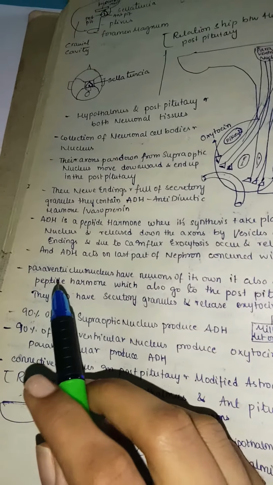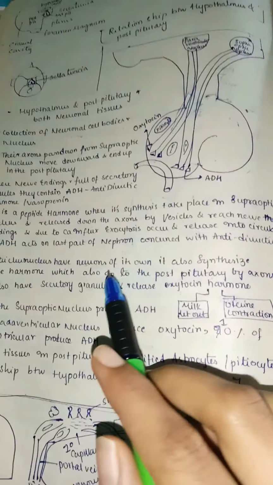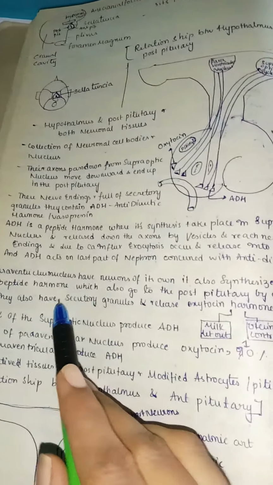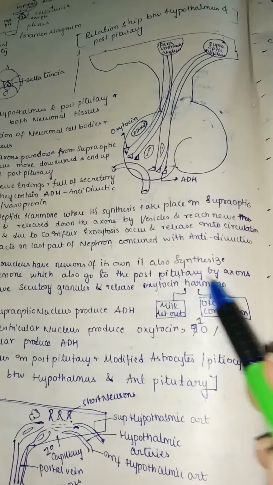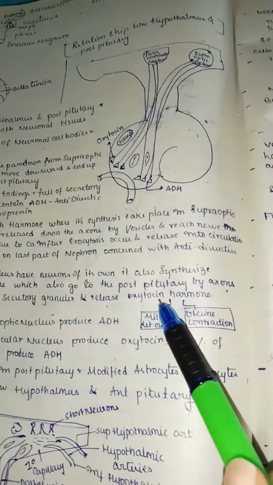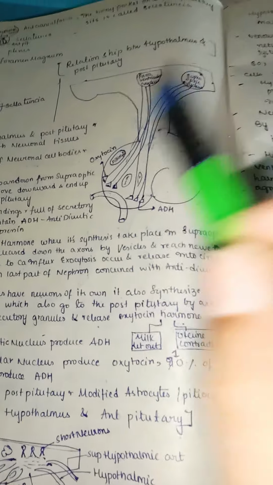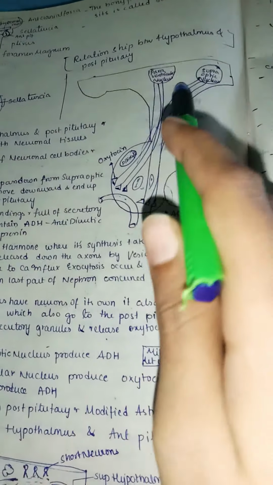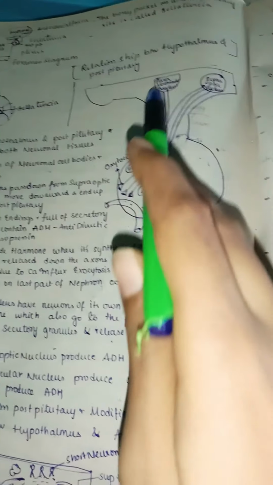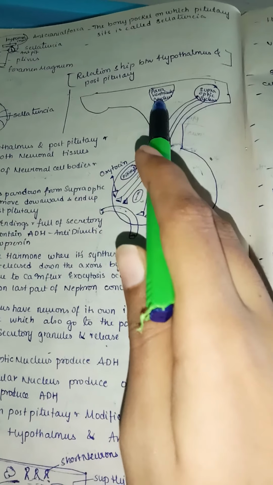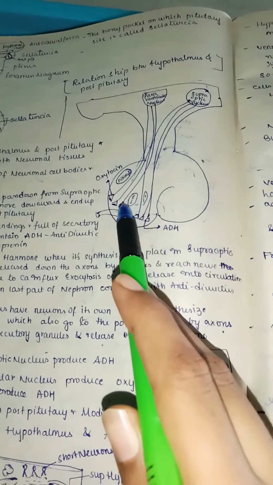So we also have another nucleus, the paraventricular nucleus, and it has neurons of its own. It also synthesizes a peptide hormone which also goes to the posterior pituitary mainly by axons. So they also have secretory granules and release mainly the oxytocin hormone. So remember, the posterior pituitary is a direct connection of the central nervous system. By means of nerves, axons only, from the two nuclei of the hypothalamus, the supraoptic nucleus and paraventricular nucleus, their secretory granules come here and they release.